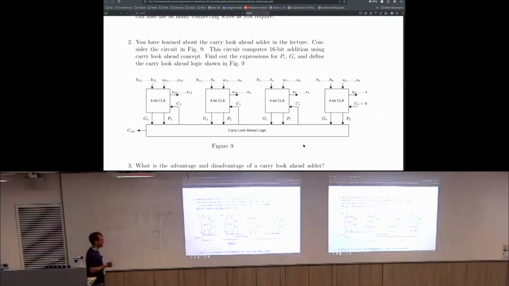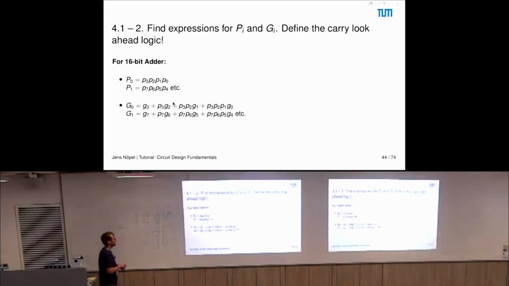So first question is, what values do P0, G0, P1, G1, and so on have? And this is what we're gonna answer now. For P0, P0 is dependent on the first input bits, right? So this is the first 4-bit CLA. In order to come to that, it's just the AND of the propagates of all the bits inside, right? And you do the same thing for P1.